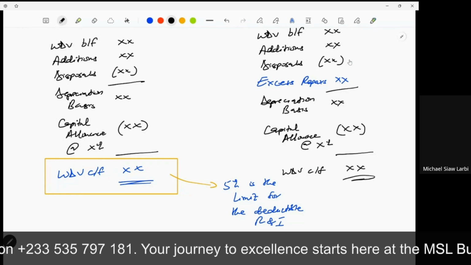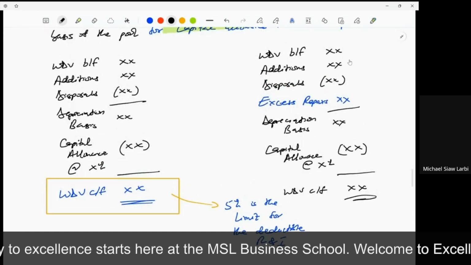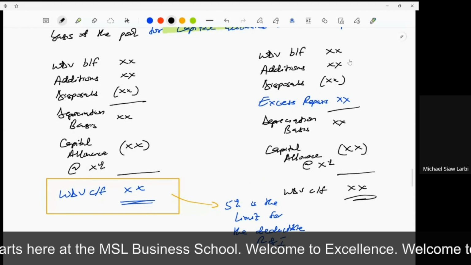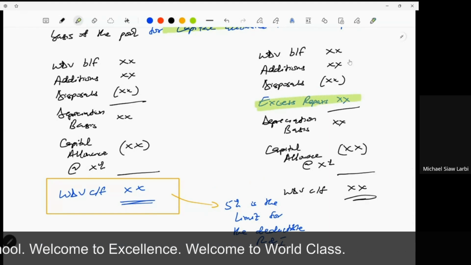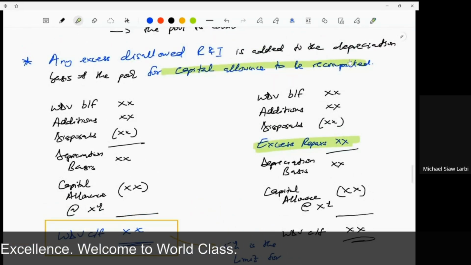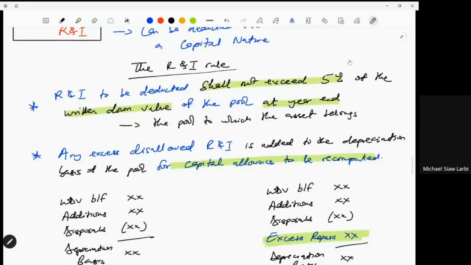So whenever the question gives you repairs and improvements, you do capital allowance twice. We have a question we'll solve that has this in there. But I want you to see this is where you bring your excess repair. Are we good? Whenever you incur expenditure to repair or improve an asset, which, like I said, has got to be a depreciable asset, meets the residual deduction rule, and then it doesn't exceed 5%.